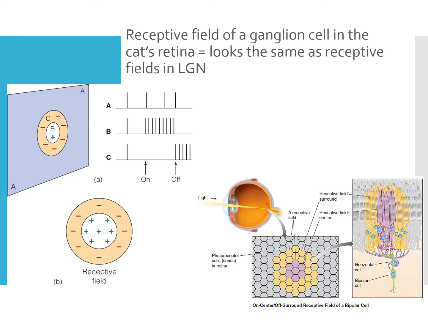And so this is an example of a center surround receptive field, excitatory center inhibitory surround, but it looks like we have just as many inhibitory center excitatory surround receptive fields as well.